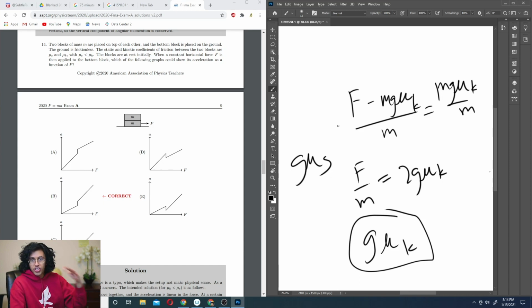Oh, okay. So on the top block, the only force is friction, right? So essentially, at the point where it was about to break, it was g mu s, and then it jumps to g mu k. Okay, that makes a bit more sense. I should have done this out.